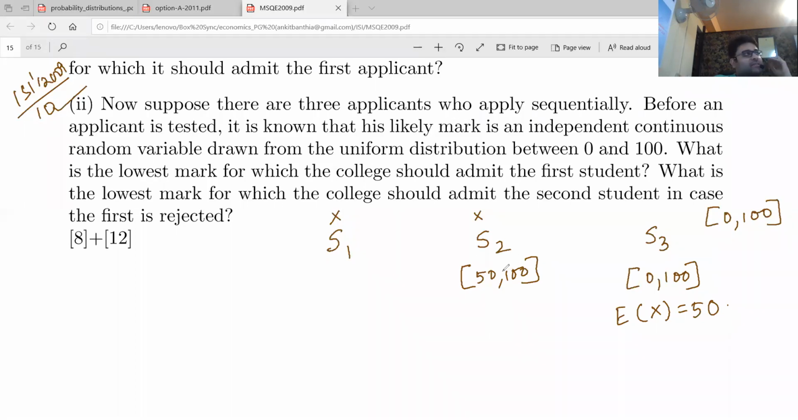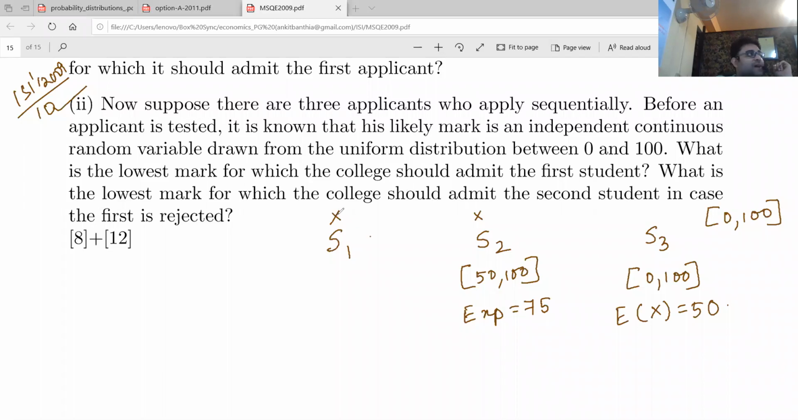If I consider a uniform distribution between 50 to 100, the expectation that I will be getting will be 75. The expected score that I will be getting will be 75. Now, I go back to student 1. So what am I doing? Suppose I reject the first one and I'm sitting on the second one, then I'm getting this.